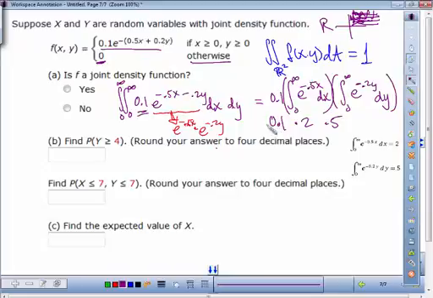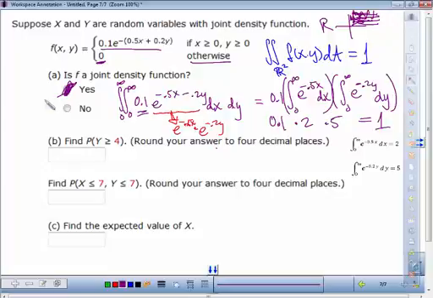So we got 10 times 0.1, and that is, in fact, equal to 1. So yes, this is a density function. Okay? All right.